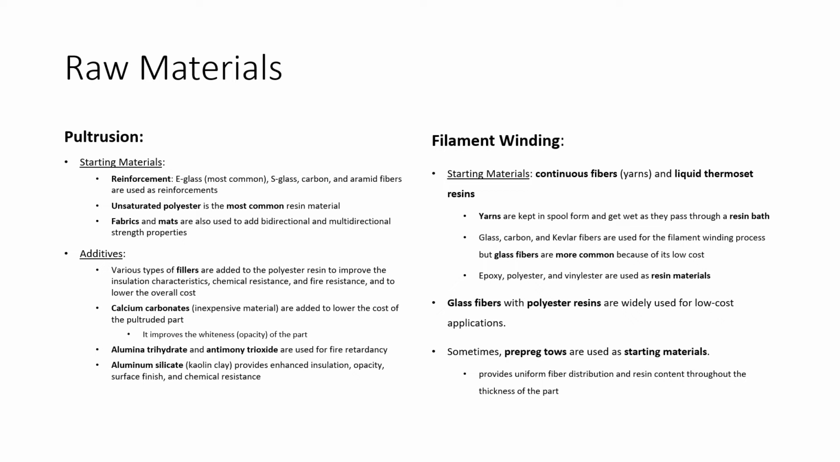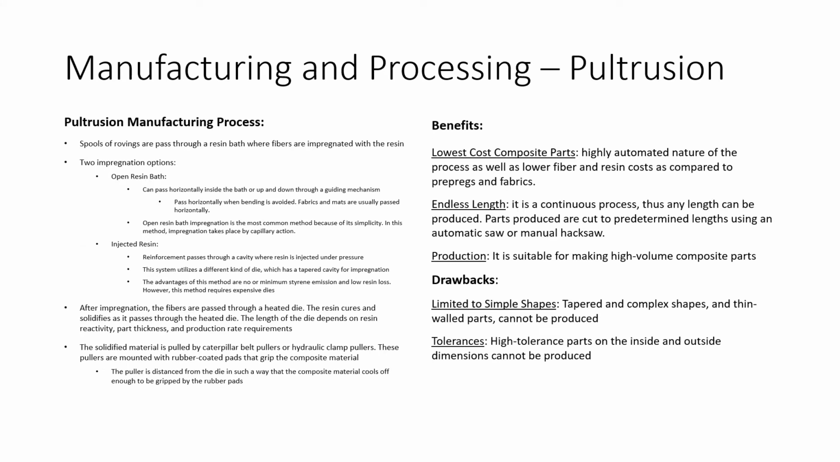Filament winding consists of continuous fibers in yarns and liquid thermoset resins. The yarns are kept in spools and wet through a resin bath. Again, glass fibers are most common due to the low cost, while epoxy, polyester, and vinyl ester are used as resin materials. Moreover, glass fibers with polyester resins are widely used for low-cost applications. Prepreg tows are occasionally used as starting materials because they provide uniform fiber distribution and resin content throughout the thickness of the part.